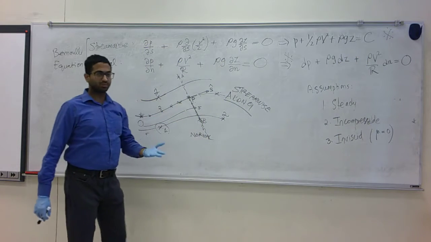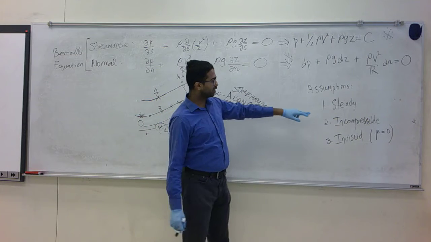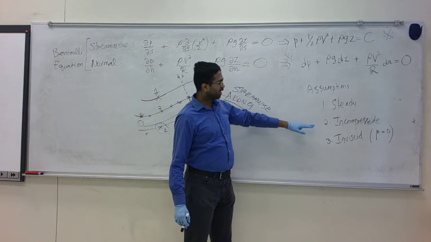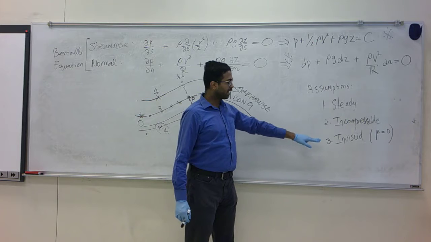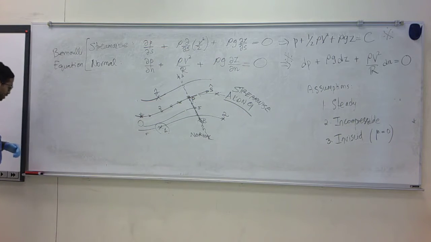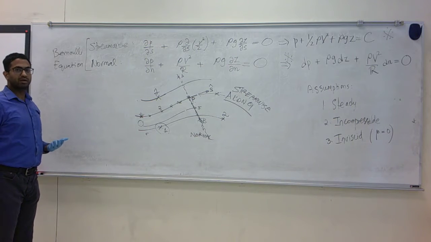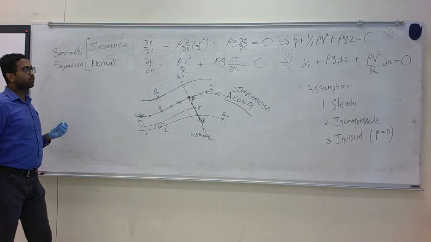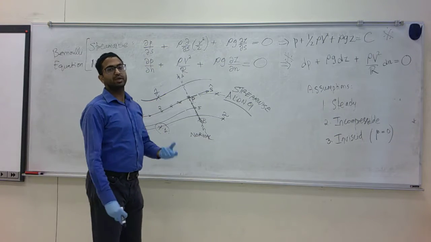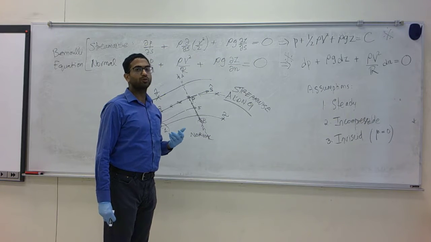along a given streamline. The assumptions that go behind this derivation were that it is a steady flow, it is an incompressible flow, and it's an inviscid flow. We made that assumption. So today we are going to use the Bernoulli equation and try to understand concepts about pressure, which will allow us to devise measurement techniques that can be used for calculating the flow velocity.